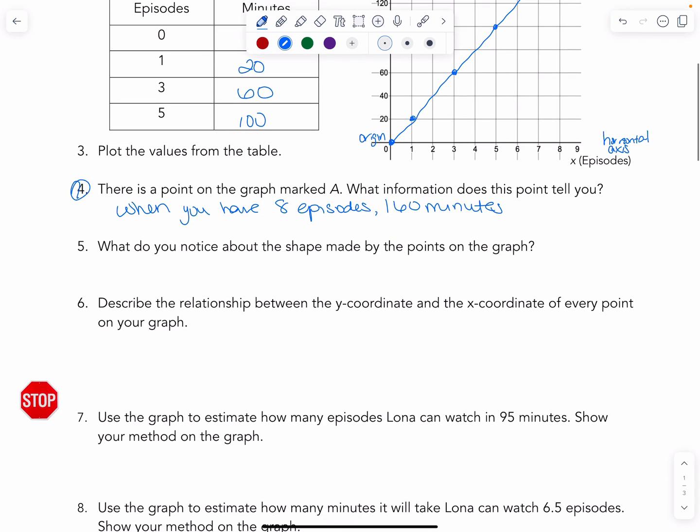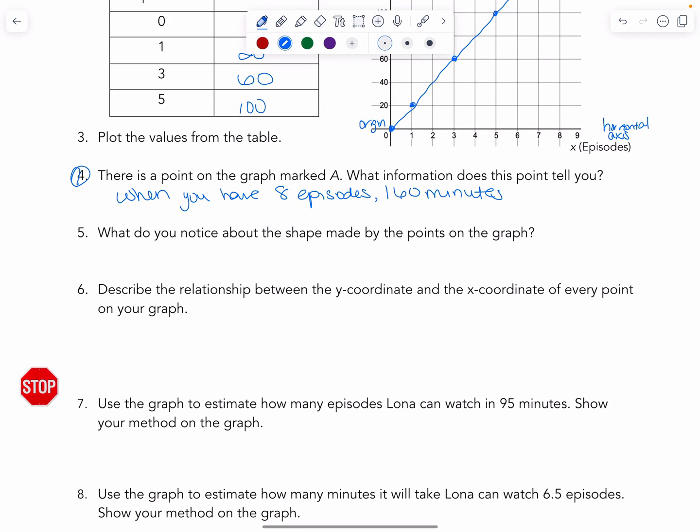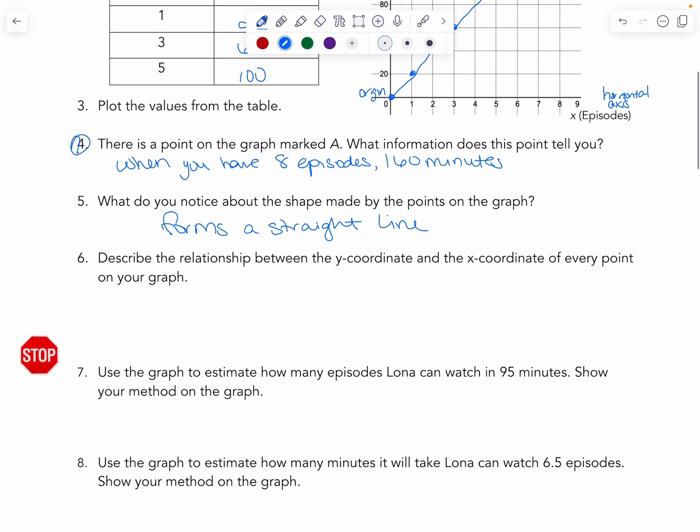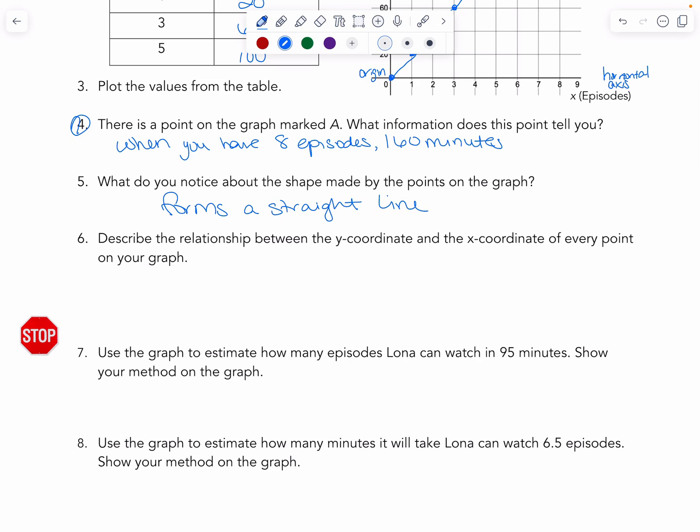All right, so what do you notice about the shape of the points on the graph? So go ahead and pause your video. What you should notice is that it forms a straight line. Describe the relationship between the y-coordinate and the x-coordinate of every point of your graph. So I'm going to pause the video. All right, so the y is 20 times the x value. So that means y is equal to 20x.